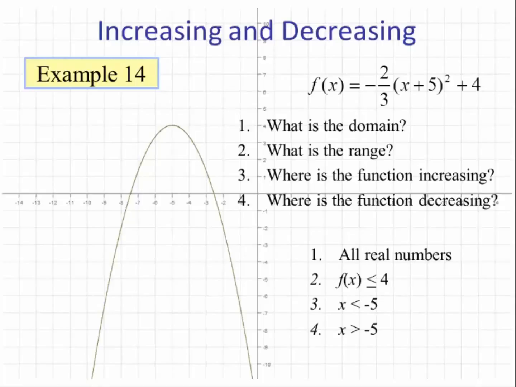So the answers are, number 1, all real numbers. Number 2, when f of x is less than or equal to 4. Number 3, when x is less than negative 5, the function's increasing. And number 4, when x is greater than negative 5, the function's decreasing.